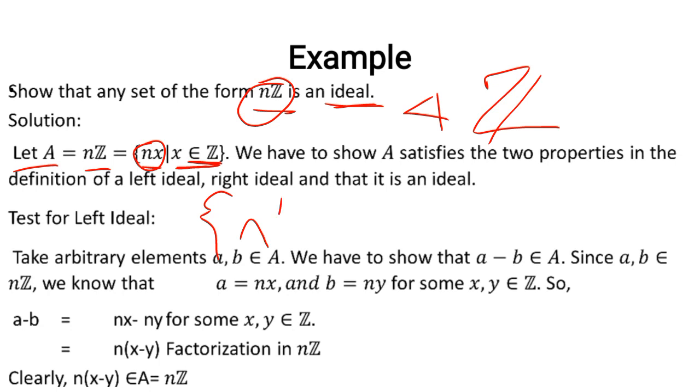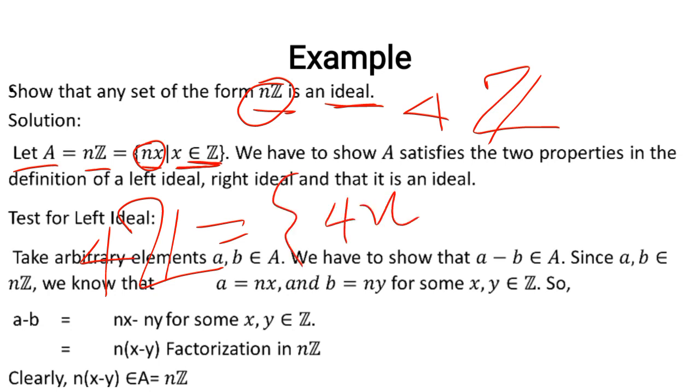N with 4, 4x, not n4, but 4x. So it will be like 4 instead of integers. It looks something like this. So this would be 4x, such that x is a set of integers, right?